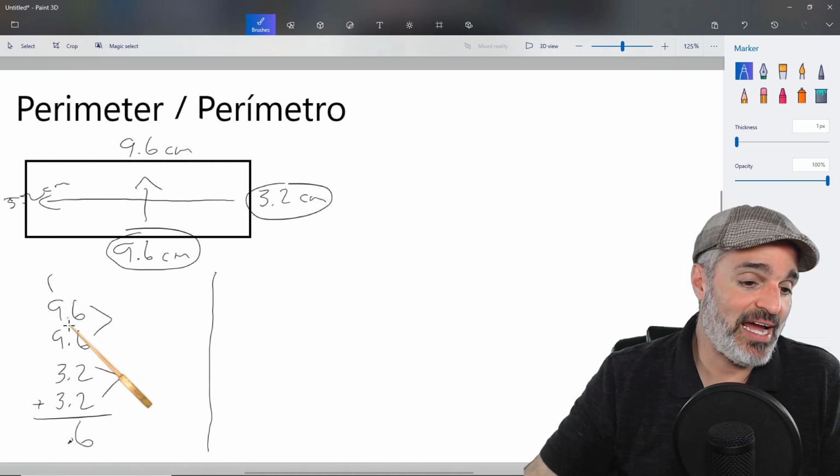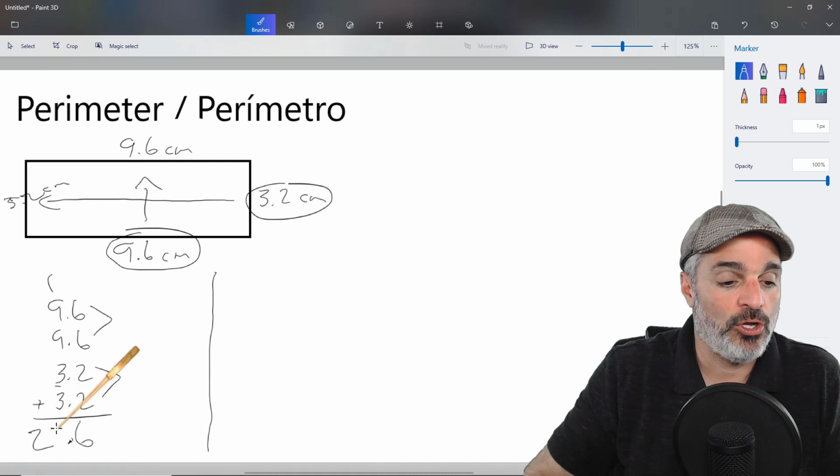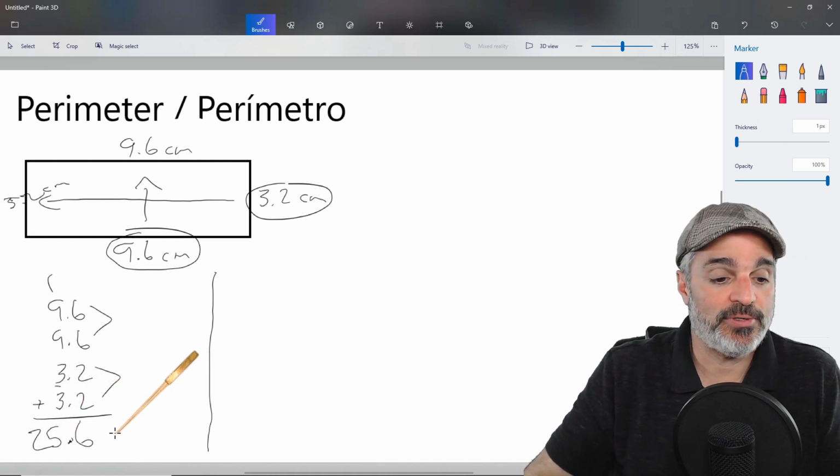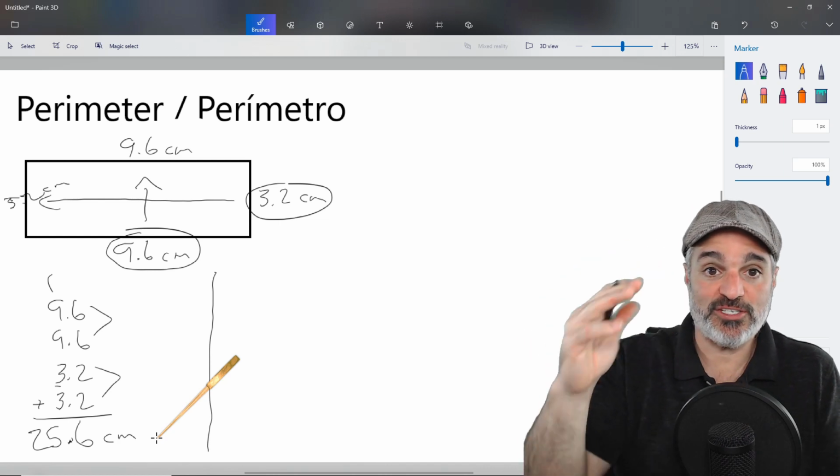18 and 1 is 19, that is 22 and 25. So my perimeter is 25 centimeters, the perimeter of this rectangle.